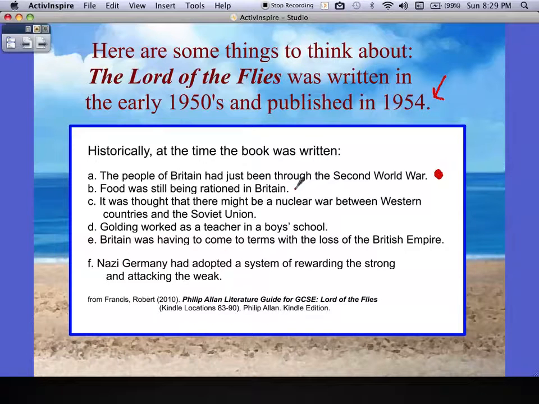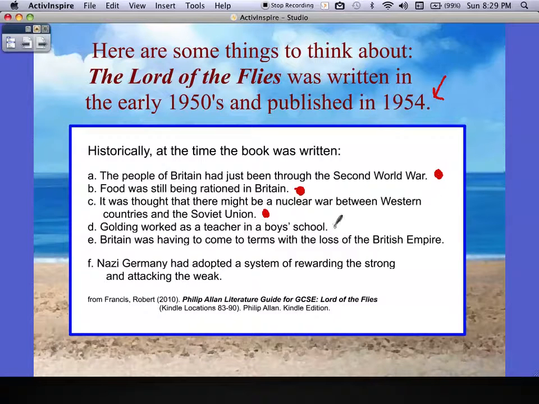Food was still being rationed. Food was still an issue. The idea of a nuclear war had begun to emerge. At the end of World War II, when the Soviet Union became an enemy of the United States, that was when the Cold War began.